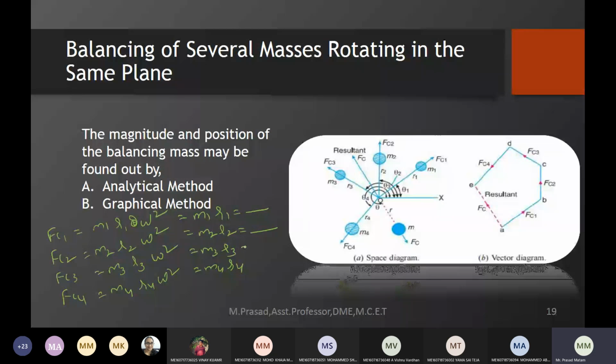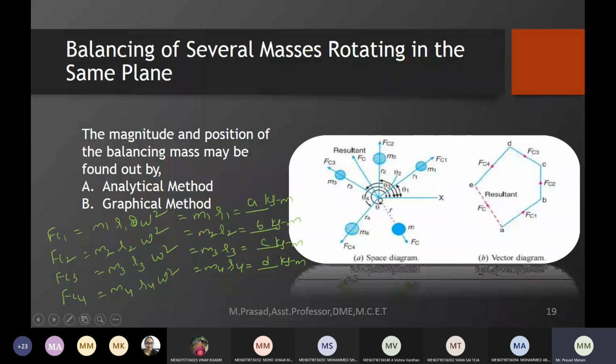Now, if I know the mass and radius, I will get some numerical value. Similarly, for m2 r2, and for all of these, I will get some numerical value. Suppose m1 r1 is a value A, m2 r2 is value B, m3 r3 is value C, m4 r4 is value D. What are the units? Mass in kgs, radius in meters, so this is kg meter. C and D are also in kg meter. Now I know the magnitudes of A, B, C, and D. A represents my vector AB, B represents my vector BC, C represents my vector CD, and D represents my vector DE.